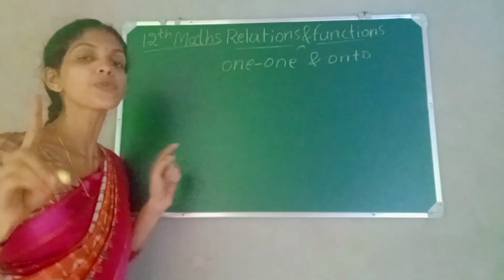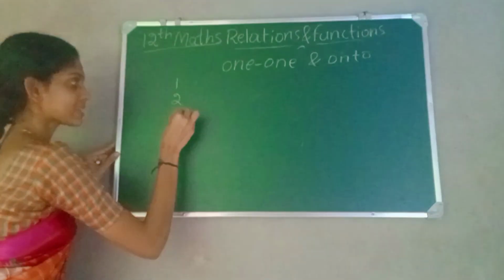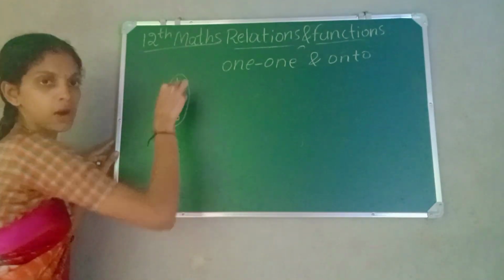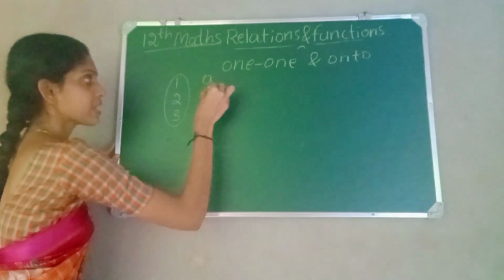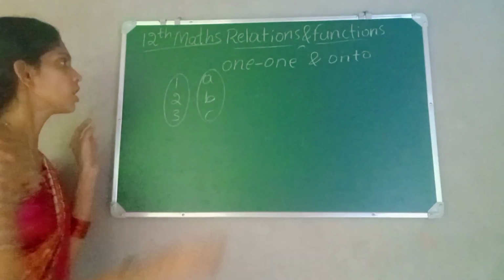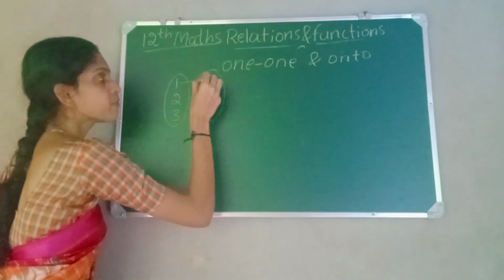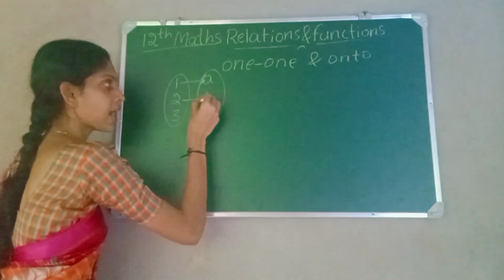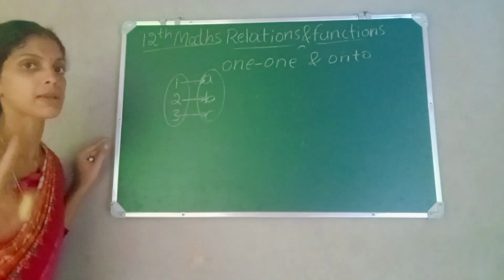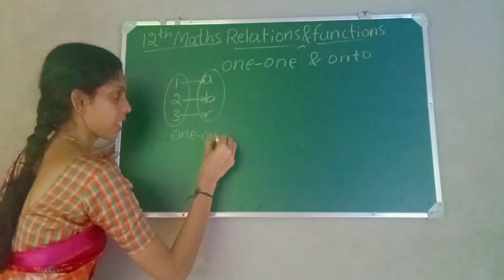So one to one, in simple words, means suppose you consider a function's domain 1, 2, 3 and their images A, B, C. Here one input, or one element of the domain, has only one image. Such a function is said to be 1 to 1.